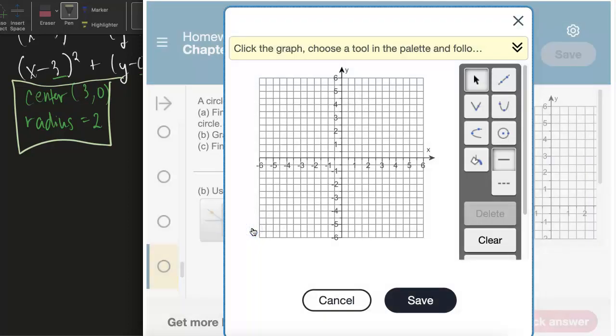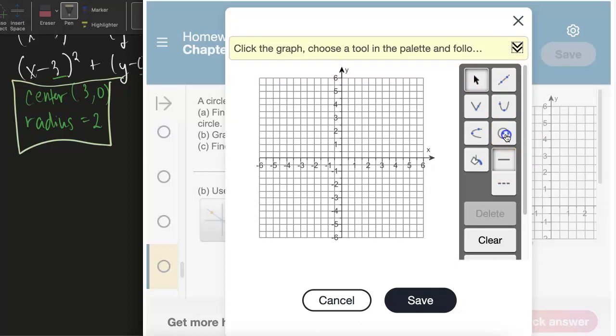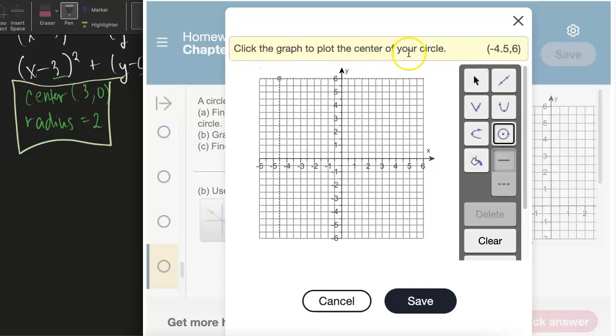Then up next, we're going to use the graphing tool to graph the circle. And if this is the first time you've used the graphing tool, more than likely it is, you'll see some options over here to the side. And you may even see this drop-down menu right here that explains just a little bit. Choose the tool in the palette and then follow the instructions to create your graph. So we're going to choose the circle tool because ultimately we're graphing a circle. We follow those instructions here at the top.